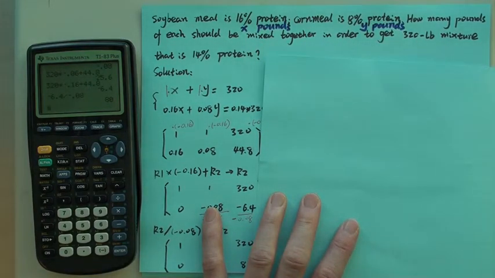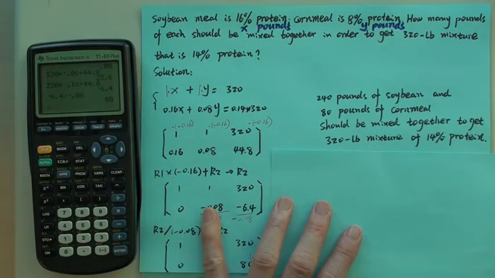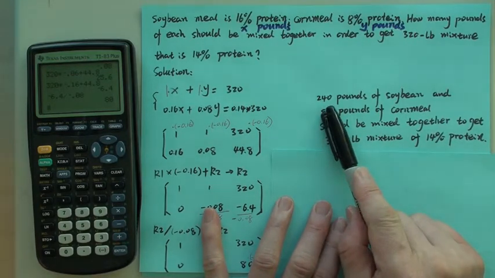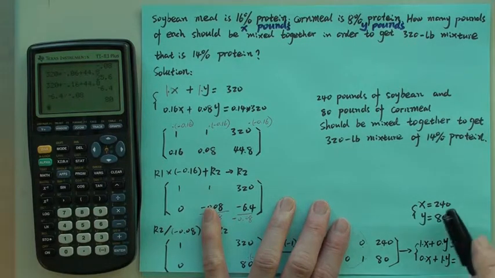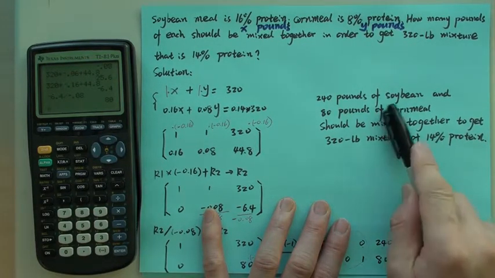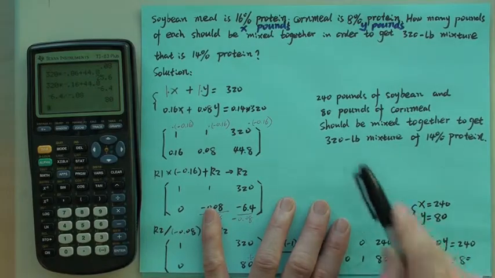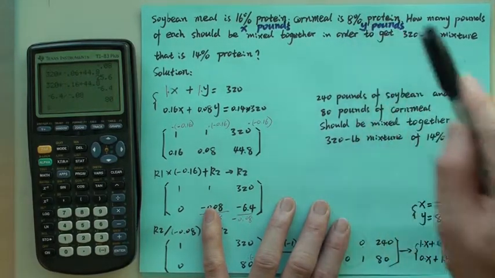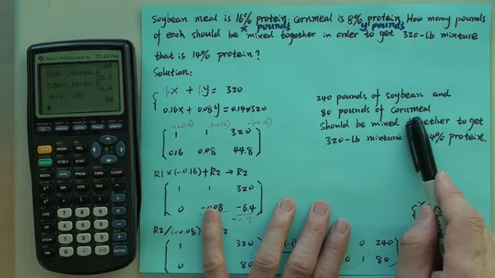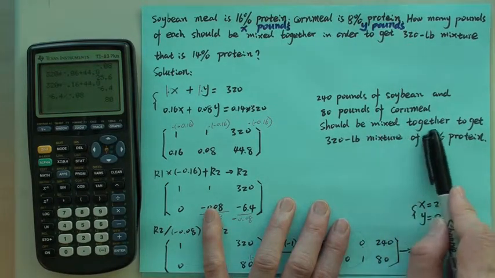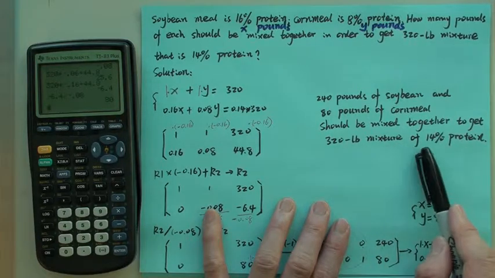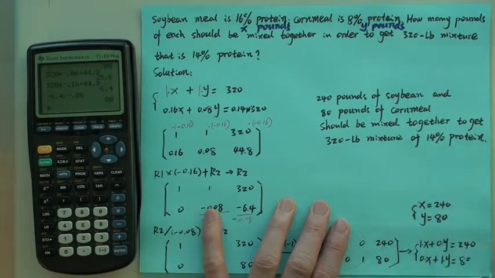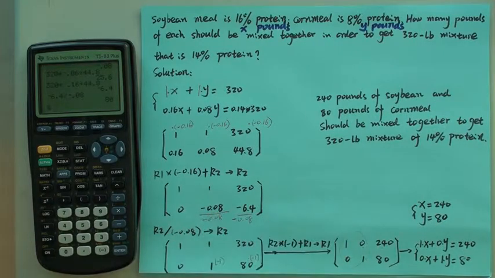So if you need to write the answer, you would write 240 pounds of soybean and 80 pounds of cornmeal should be mixed together to get a 320 pound mixture of 14% protein. All right. Please review this lecture. I'll see you next time.